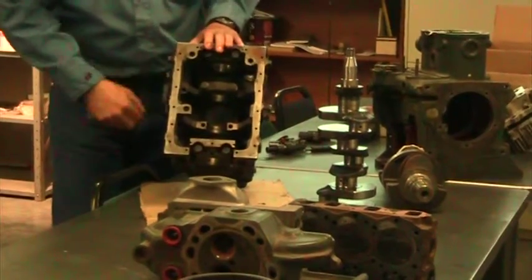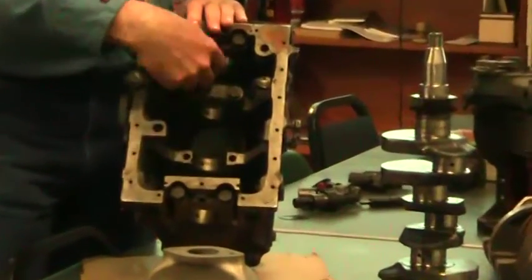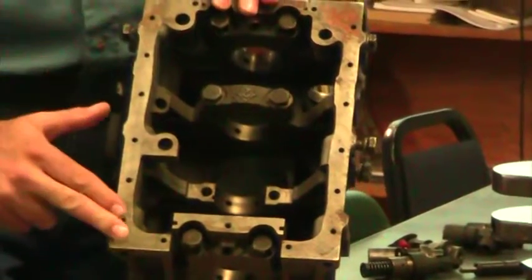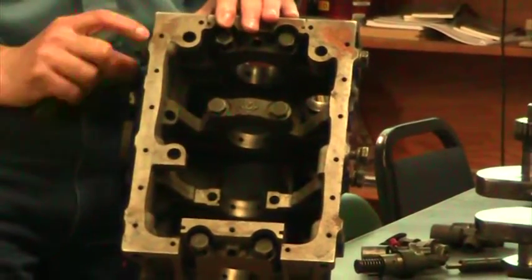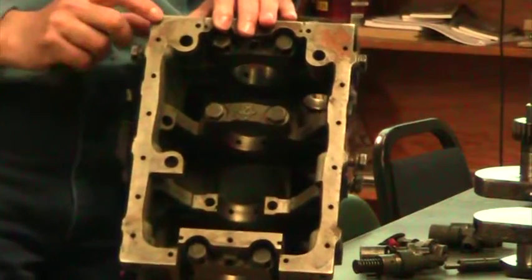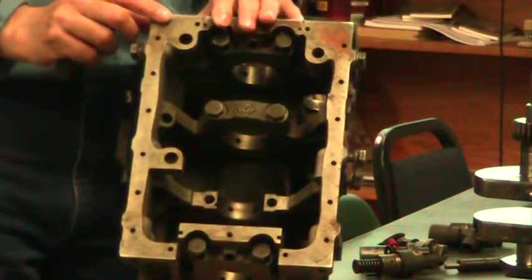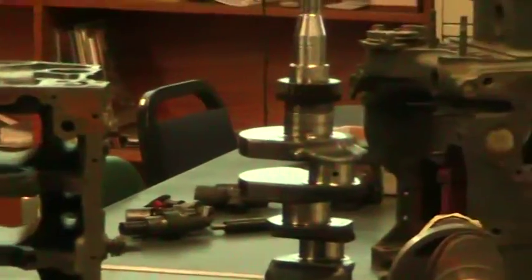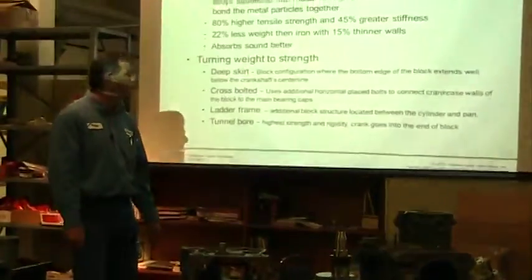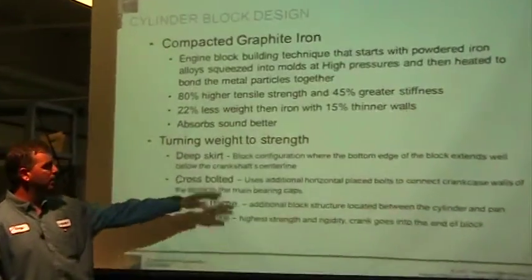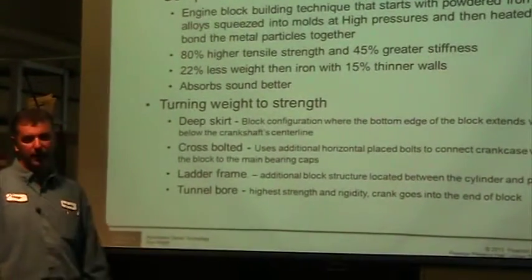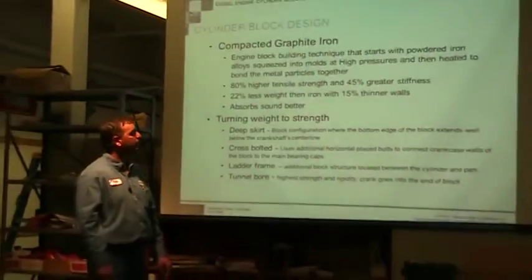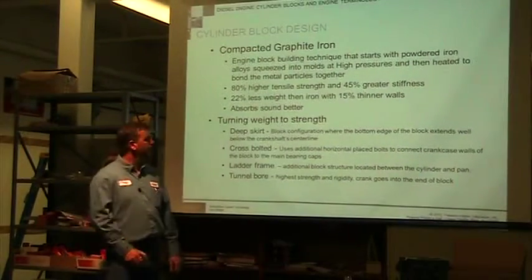We roll it back. You can see that my crankshaft is on main bearings, but the main bearings are down inside, and the skirt actually comes down to the bottom of the main bearings. So this would be a deep skirt style. The block configuration where the bottom edge of the block extends well below the crankshaft center line. And that one's not well below, but it's all the way down past the center line. And so that's going to give it strength.